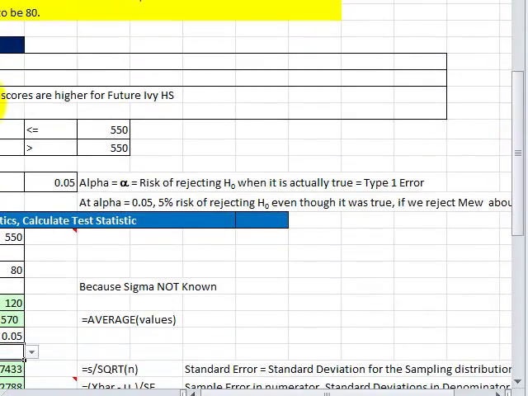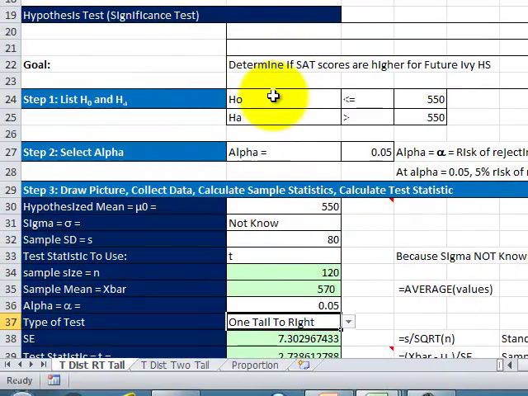First of all, the goal is to determine if the SAT scores are higher for the future Ivy League high school. We're not interested in them being lower, so right off the bat we've got a one-sided tail. We're only interested in the upper right part. Remember, the null hypothesis assumes the status quo, so the null hypothesis would be that the mean is less than or equal to the current average SAT score of 550. What we're trying to prove is that future Ivy League high school students are superior, and so their SAT scores are greater than 550.